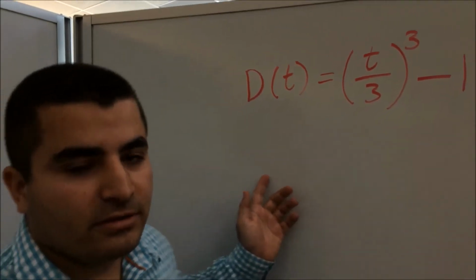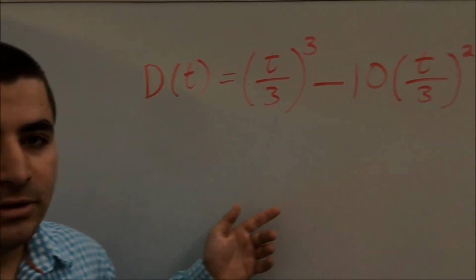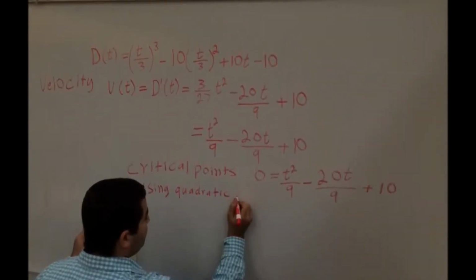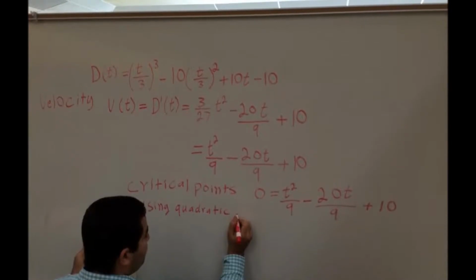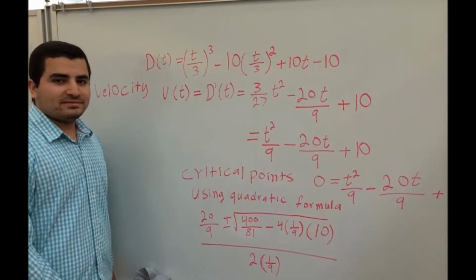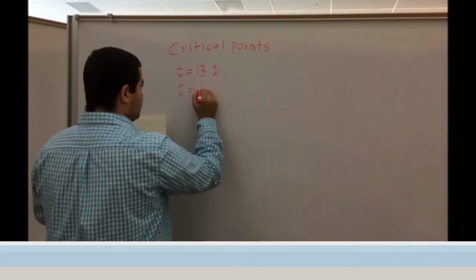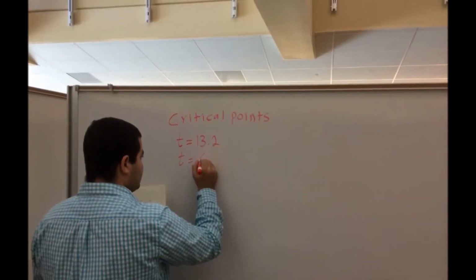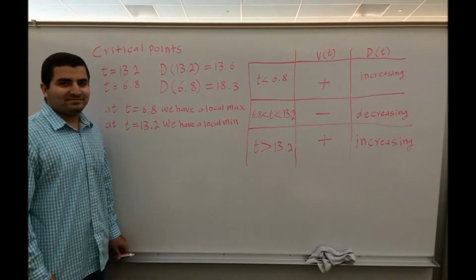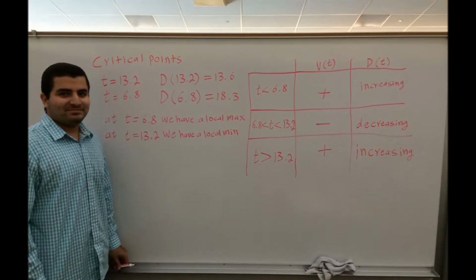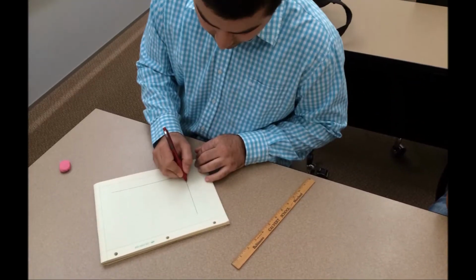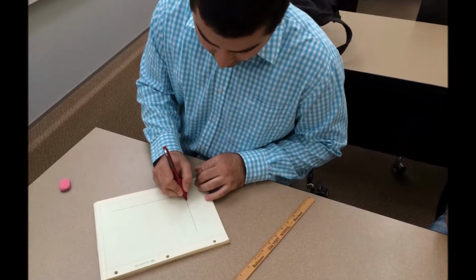Okay, I took the displacement equation and I took the derivative to find the velocity of the car. I set the velocity equation equal to 0 to find the critical points. Using the increasing and decreasing test, I found a local max at 6.8 minutes and a local min at 13.2 minutes. And with this information, I made a velocity graph.